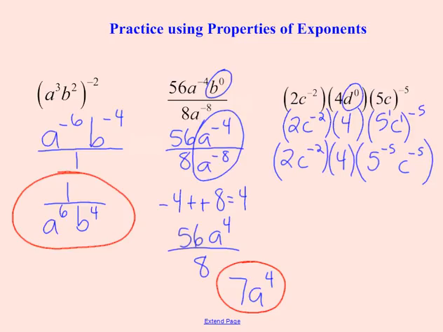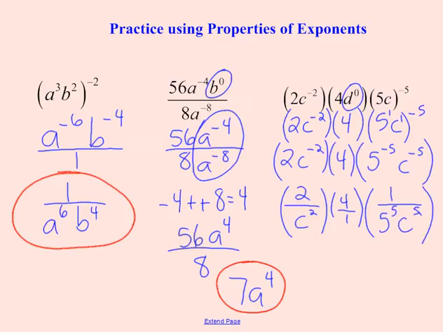We get rid of those by flipping them to the denominator. So all of a sudden, 2c to the negative 2 becomes 2 over c squared times 4, which is 4 over 1. It might be helpful to write it like that. Times, okay, 5 to the negative 5th would flip to the bottom, c to the negative 5th would flip to the bottom, so we have a 1 on top, 5 to the positive 5th, c to the positive 5th.